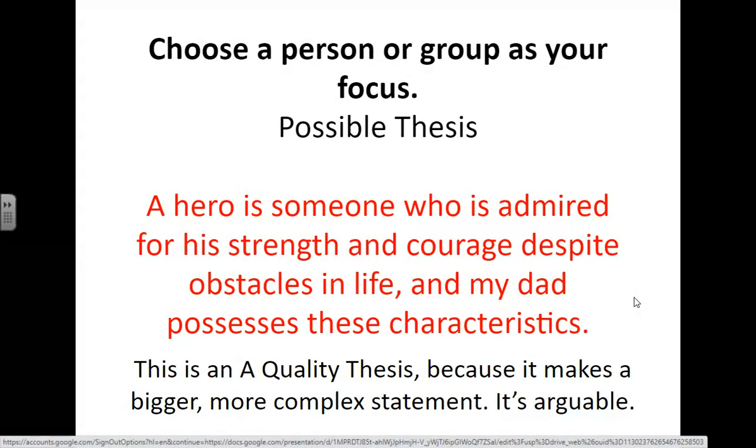I would say this is an A quality thesis because it makes a bigger, more complex statement about the whole topic, and it is arguable. Someone could come back and say, yeah, I don't think that is what a hero is. I don't think a hero has to be strong and courageous. So in that way, I need to argue my point.